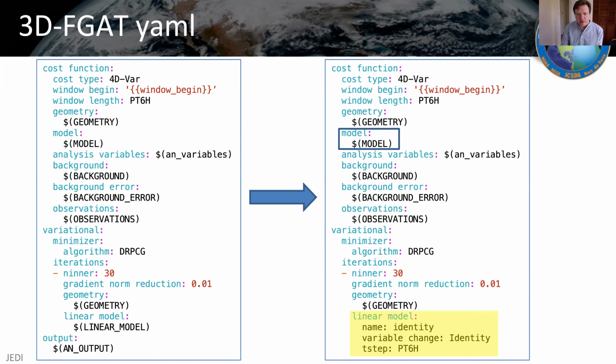Same thing for the FGAT. The FGAT you would do by running a 4D-Var. You leave the model as it is, but you replace the linear model by an identity, which is generic. So you can do it here. It's not model specific.